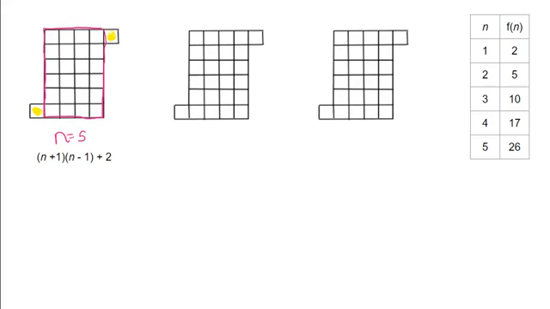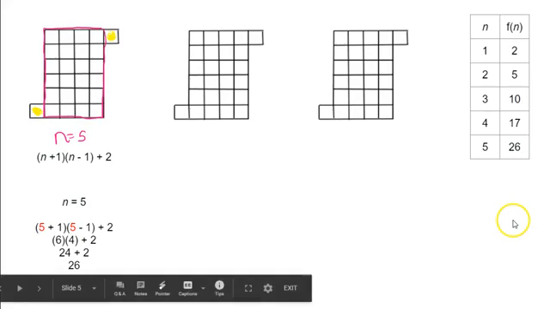And so if we were to substitute that 5 in the expression here, then we would have the 5 plus 1 and the 5 minus 1 plus 2. The 5 plus 1 would give us 6. The 5 minus 1 would give us 4. And then if we add the 2, we would get 24 plus 2, or 26. And if we look back over to our table of values from the previous slide, that matches what we found when we counted up all of the blocks.